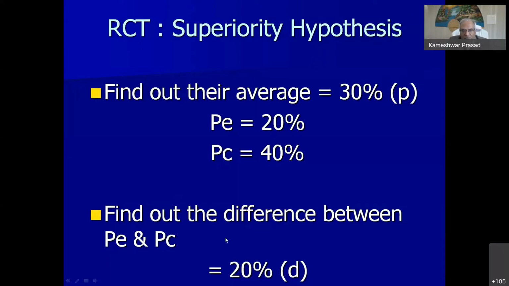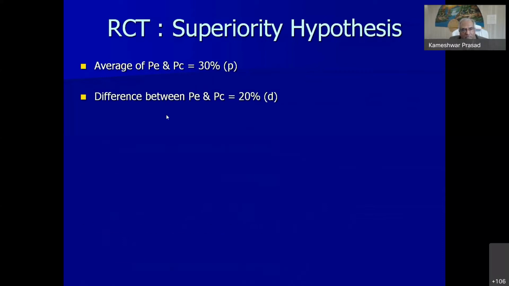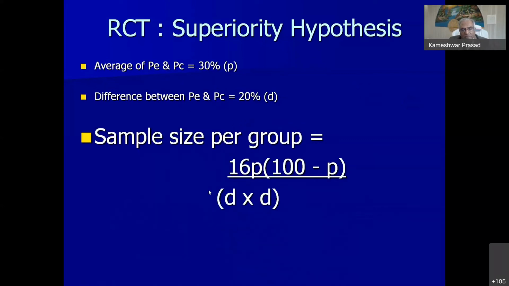Now, what is the difference between PE and PC? 40% minus 20% is 20%. Let this difference be called D. Why am I calling them P and D? Just so that I can write a simple formula. Now you know P, you know D, and it is a superiority hypothesis: surgery is superior to medical management alone. The average of PE and PC is 30%, the difference between PE and PC is 20%. Now you have the formula: 16P(100 minus P) divided by D squared, or D into D.